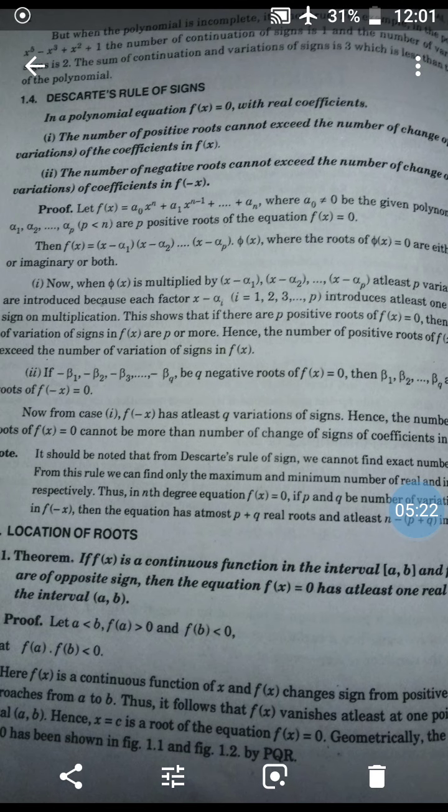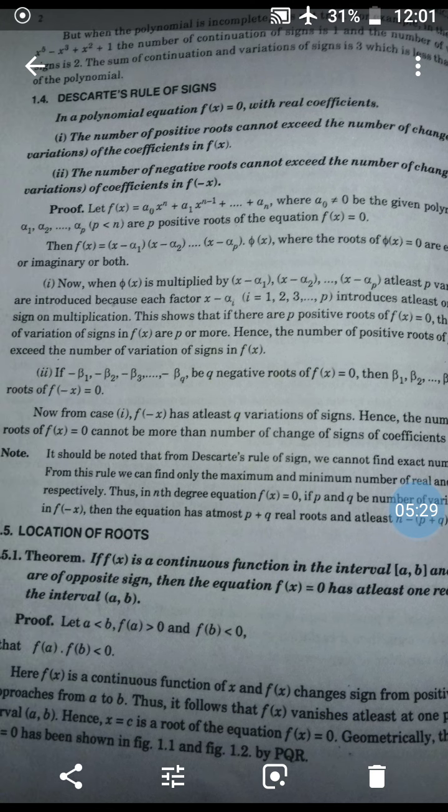That is, the number of variations of sign in f x is p or more. We can say the number of positive roots of f x equal to 0 cannot exceed the number of variations of sign in f x.